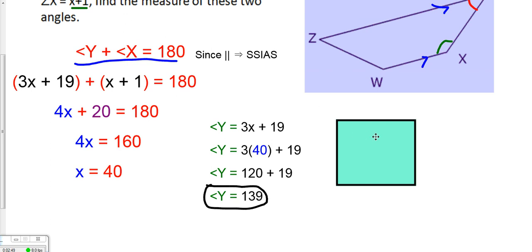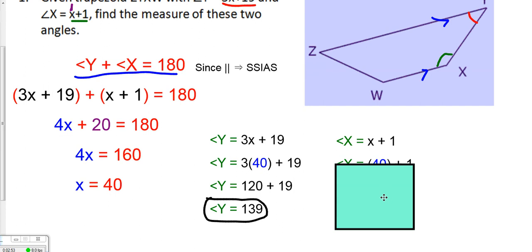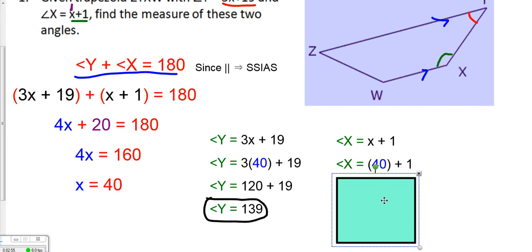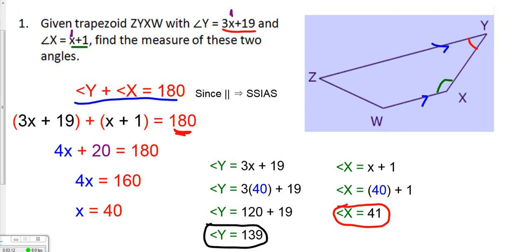Okay, looking at angle X now. Angle X is x plus 1. X, we figured out, was 40. So 40 plus 1 is 41. So angle X is 41 degrees. 41 degrees and 139 degrees would add up to 180. So these fit. These two, angle X and angle Y, would be 41 and 139 degrees.